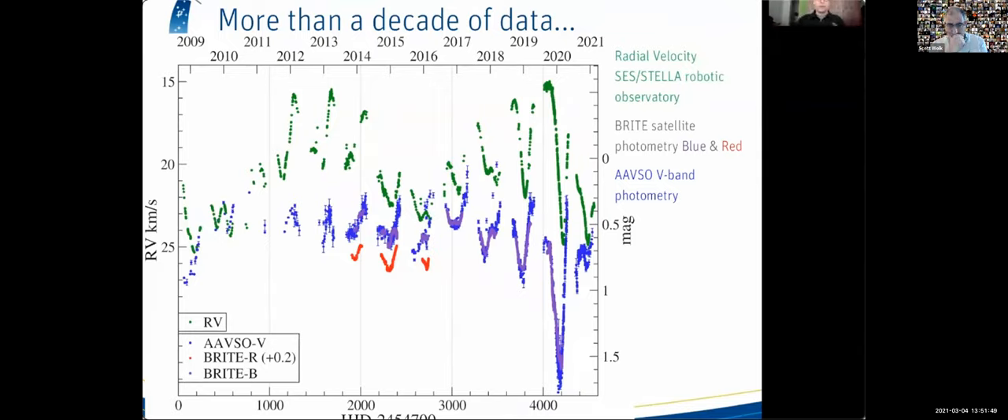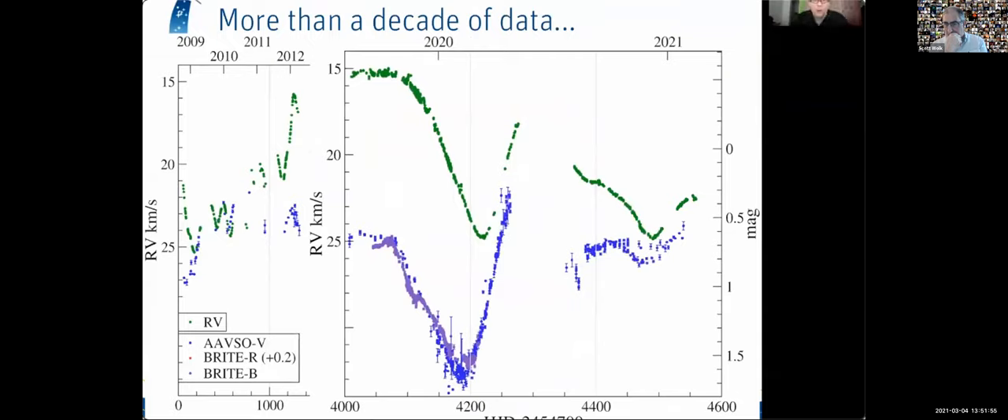But you immediately can see that the RV curve basically follows the photometry quite tightly, which is also true at the grand dimming event. But here you can see that the radial velocity lags roughly 30 days behind the photometric curve. You can also see that we have another dip here in December 2020, where we have also a very heavy infall event, which shows no sign whatsoever in photometry.